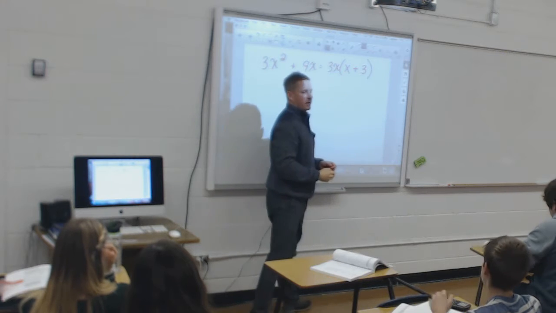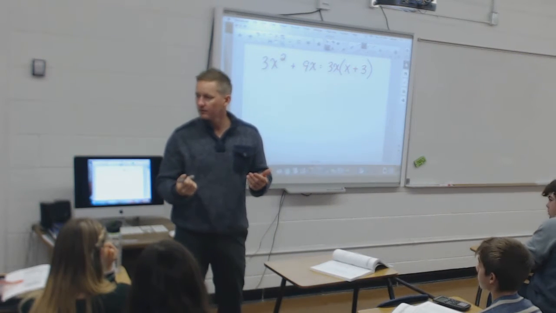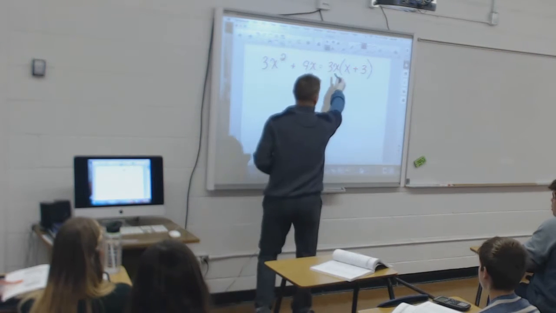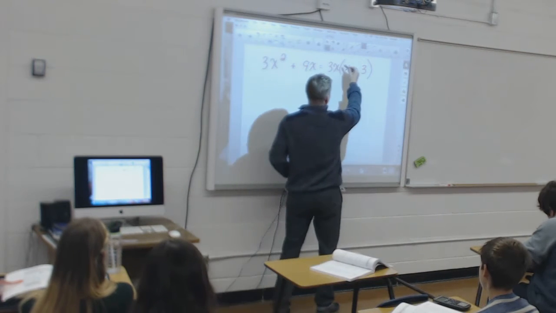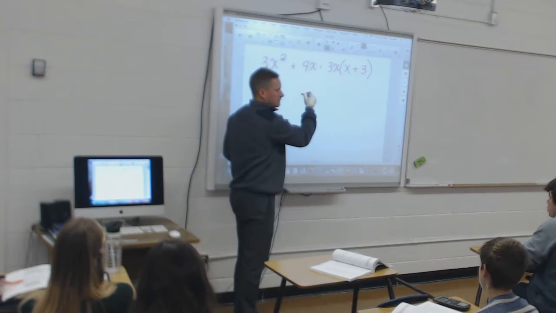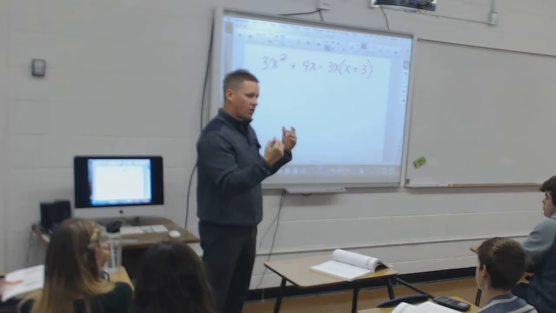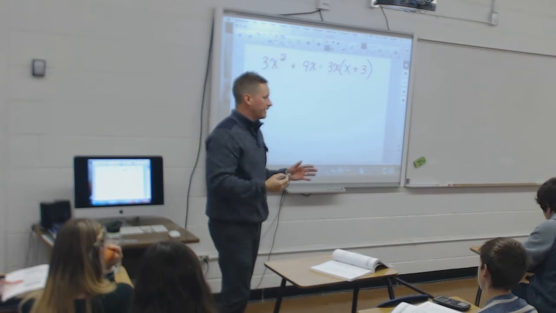3. Okay, so now, how do I check and see if this is right? Multiply it through. Is 3x times x 3x squared? Yes. Is 3x times 3 9x? Yes. I got it right. I've got the common factors for that. Everybody okay so far? All right.